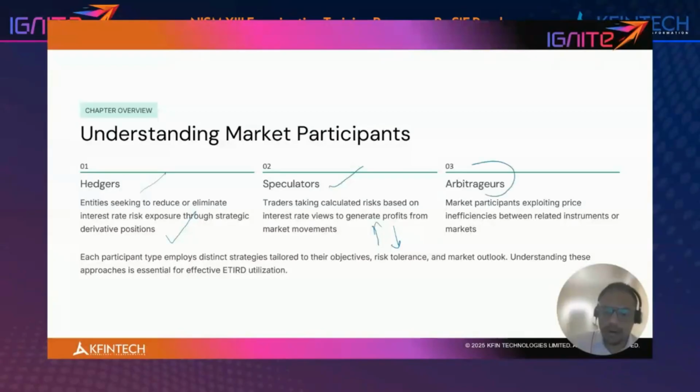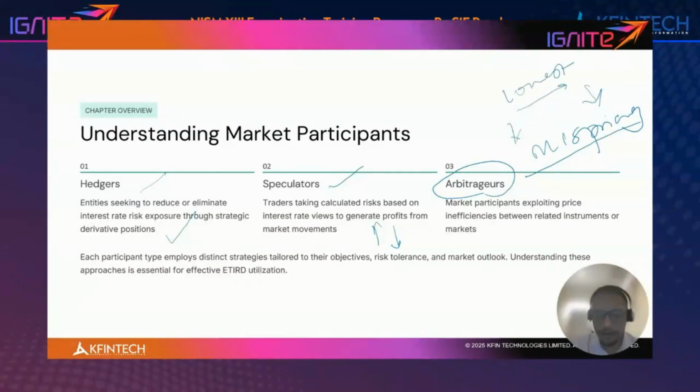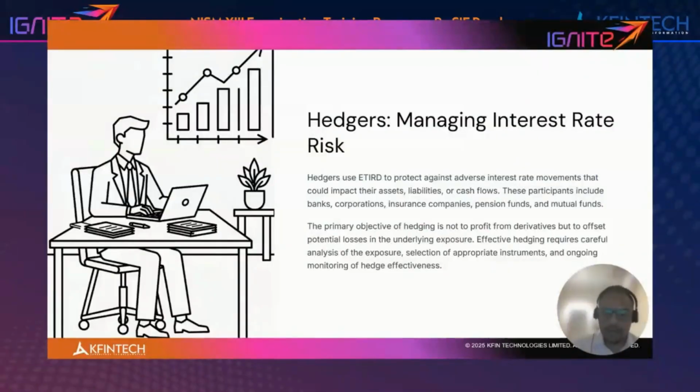And then there are arbitrageurs. They are taking advantage of the mispricing in the market. They might buy in one market and sell in another so that their cost is low and there is a guaranteed profit. So these are the three types of investors or traders that we'll be learning about in this chapter. The first one is hedgers.